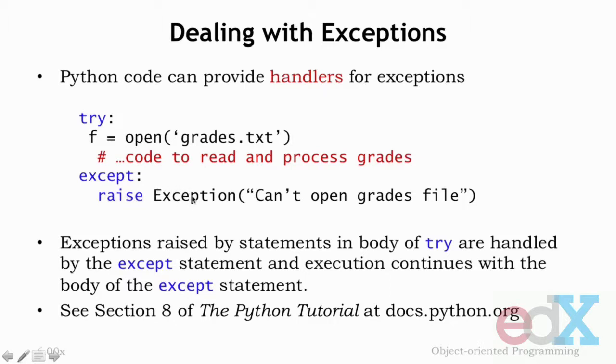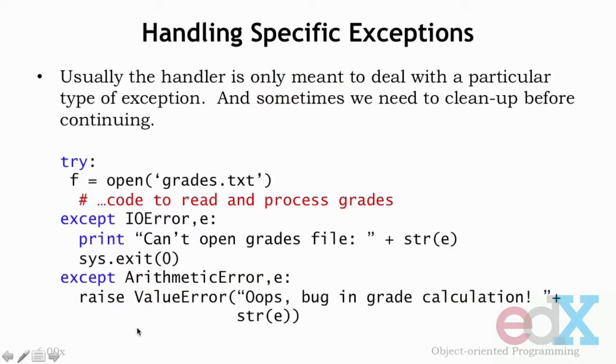In this particular case, what can happen is that the open statement can discover the file doesn't exist and create an I/O error exception. I want to catch that exception in my code, and instead of getting some sort of obscure I/O error, I turn it into a generic exception with a more sensible error message saying can't open grades file. If you'd like to see more about how try and except works, you can look in section 8 of the Python tutorial.